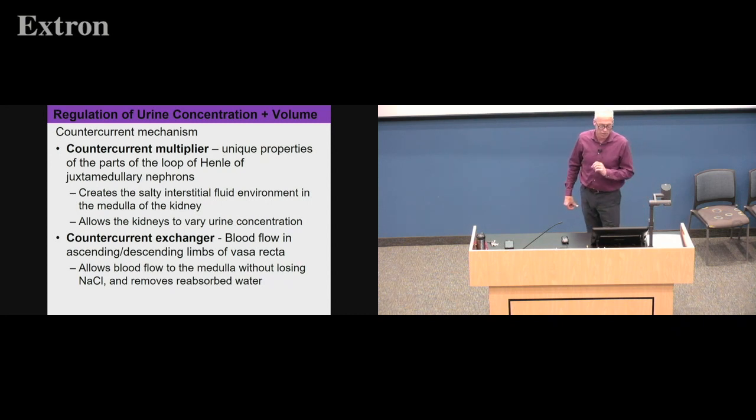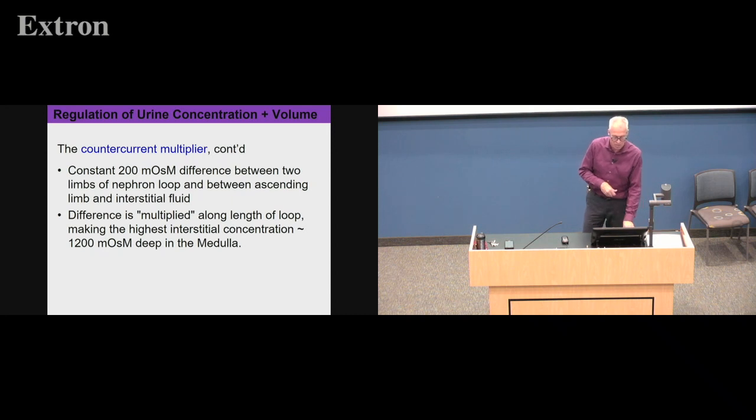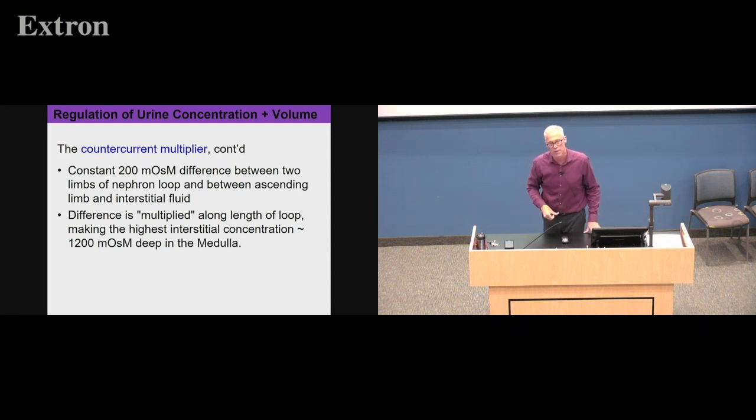The countercurrent exchanger we haven't talked about. It's the blood capillaries of the juxtamedullary nephrons. We looked at them in the very beginning, and now we'll take a closer look at them and see how they help us out with this process of concentrating urine. So, countercurrent multiplier. It's just a term to describe the process by which the fluid flowing down the loop of Henle and back up in the ascending limb, and the pumps in the thick ascending limb, can produce this salty interstitium.